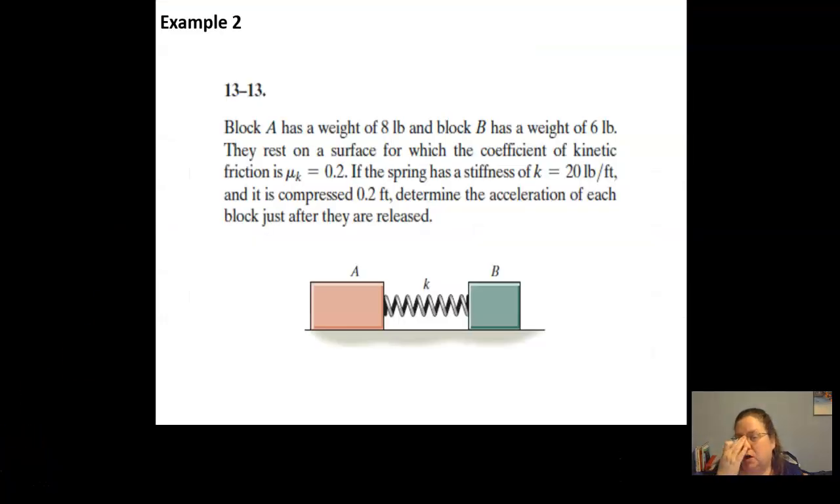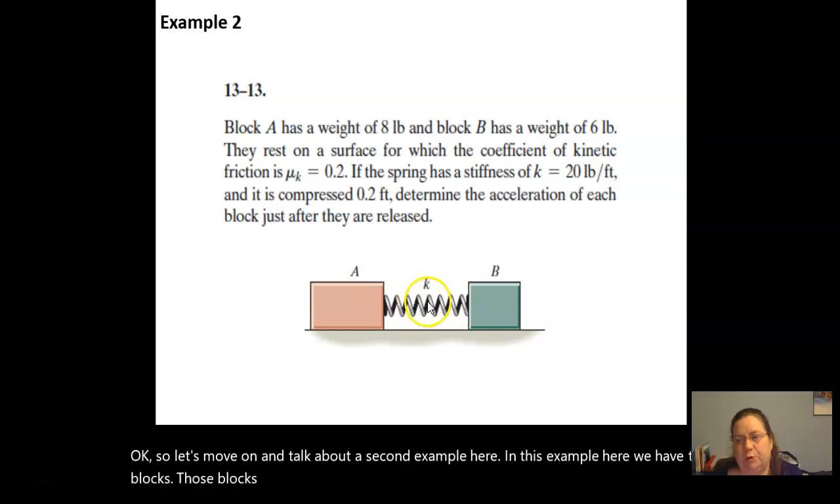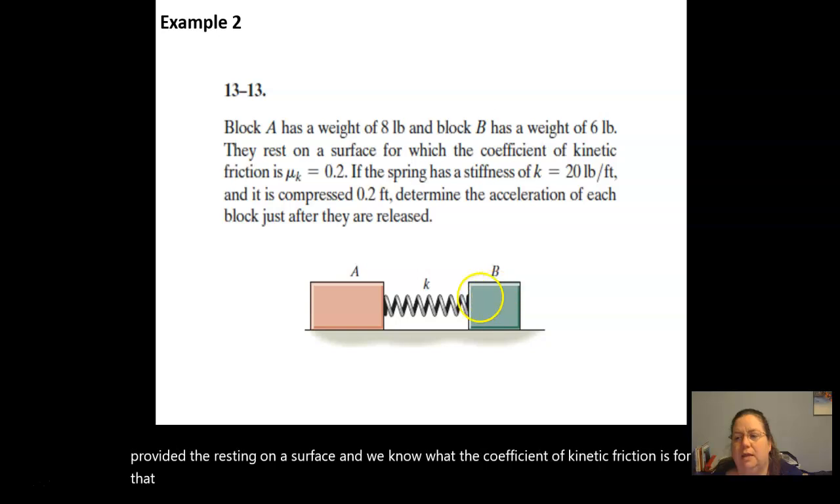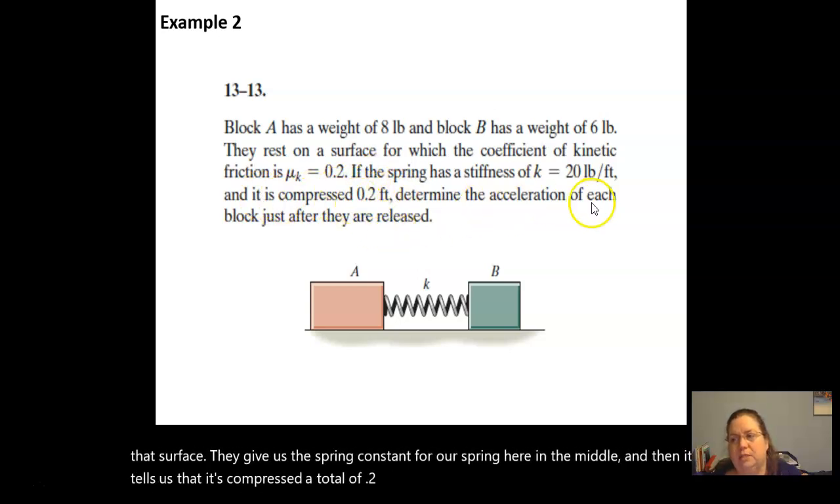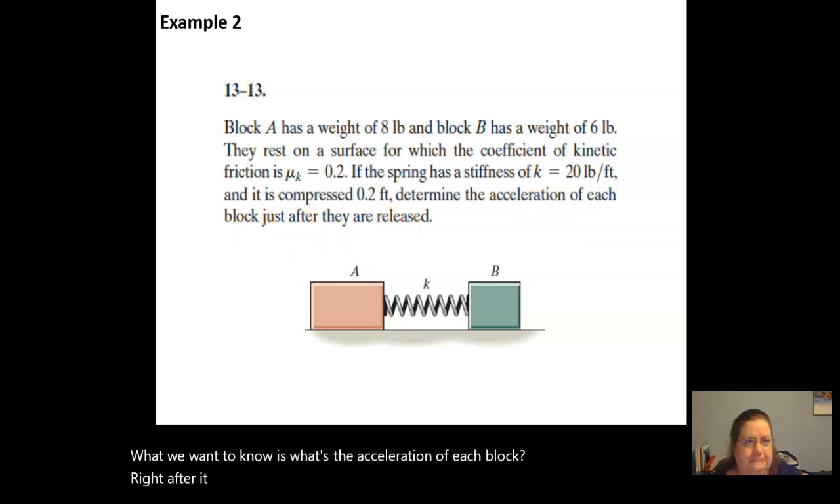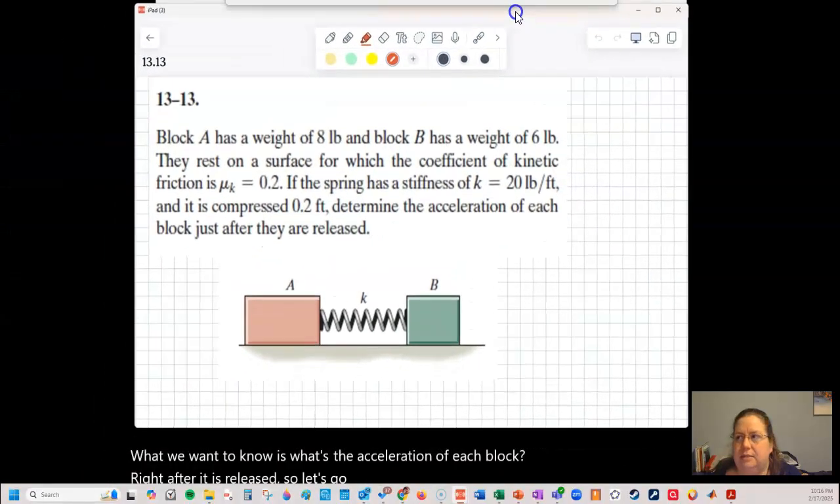Okay, so let's move on and talk about a second example here. In this example, we have 2 blocks. Those blocks are connected with a spring. We have the weight of each of the blocks provided. They're resting on a surface, and we know what the coefficient of kinetic friction is for that surface. They give us the spring constant for our spring here in the middle. And then it tells us that it's compressed a total of 0.2 feet. And what we want to know is what's the acceleration of each block right after it is released. So let's go ahead and tackle this example.